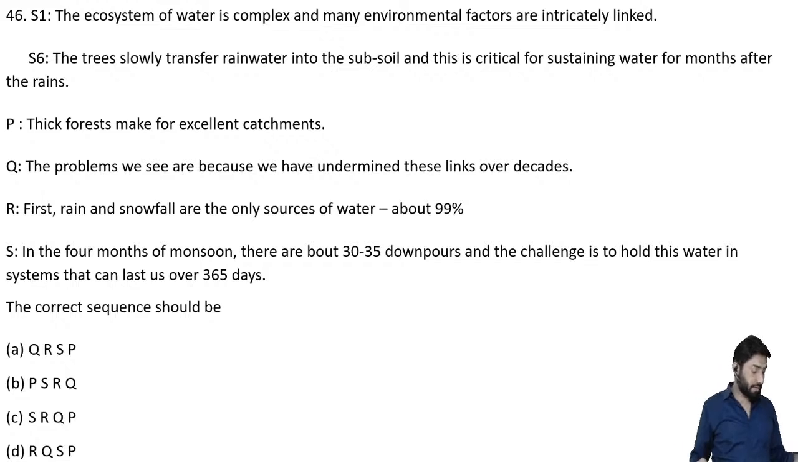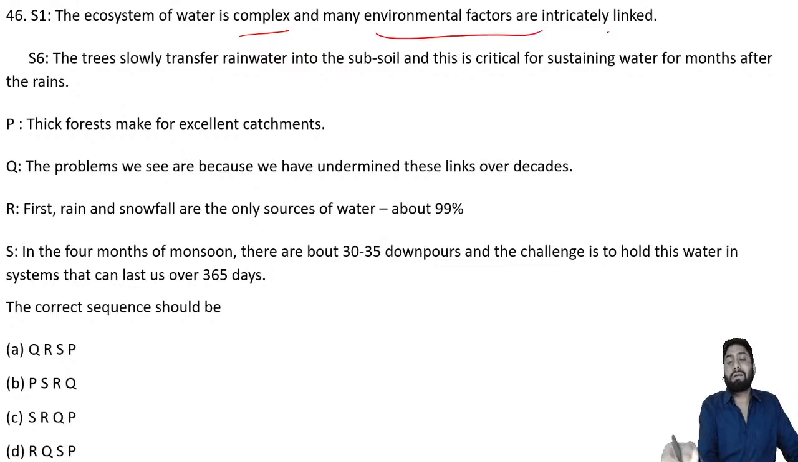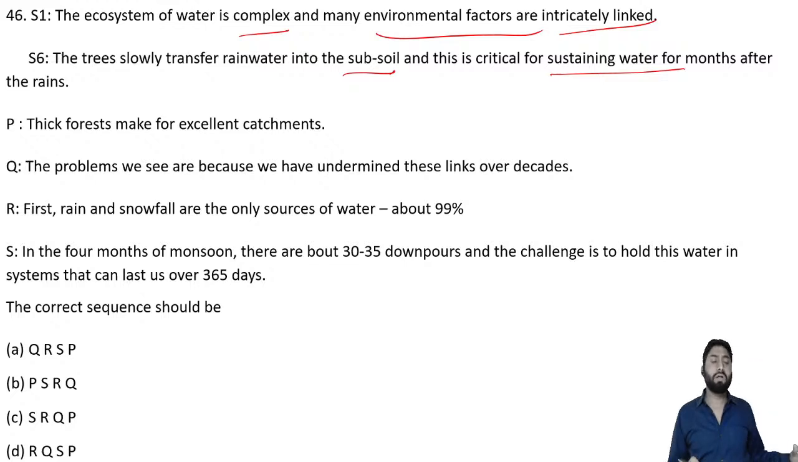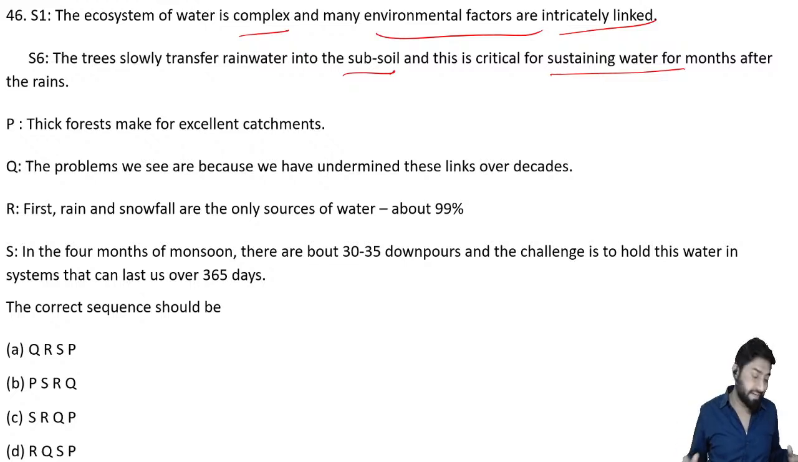Anyway, see if it is typed properly. 46. So 45 में हमने C मार्क किया. 46 आ जाओ देखते हैं. So the ecosystem of the water is complex and many environmental factors are intricately linked. The trees slowly transfer rainwater into the subsoil, and this is critical for sustaining water for months after the rains. This was the last, and the S1 was the ecosystem की बात कर रहा है. Water complex and many environmental factors are intricately linked.